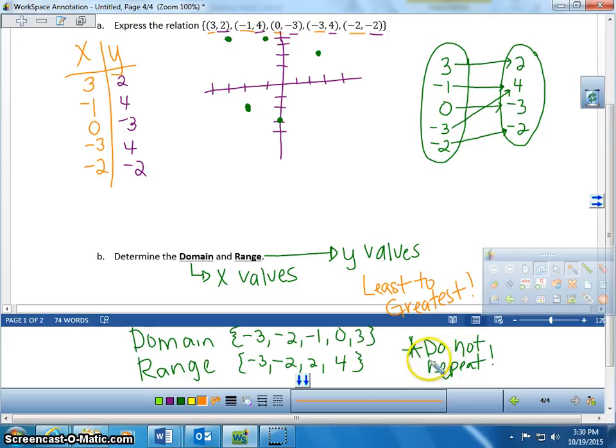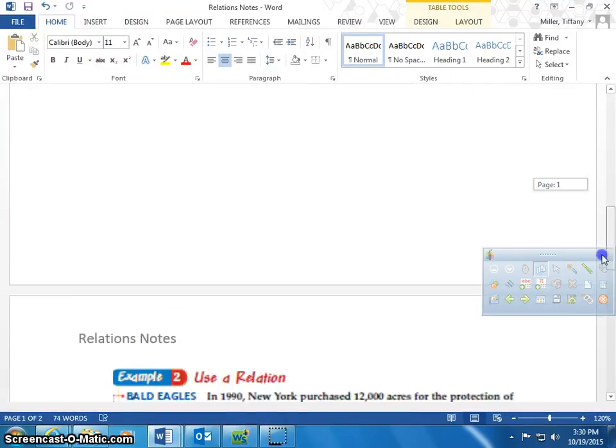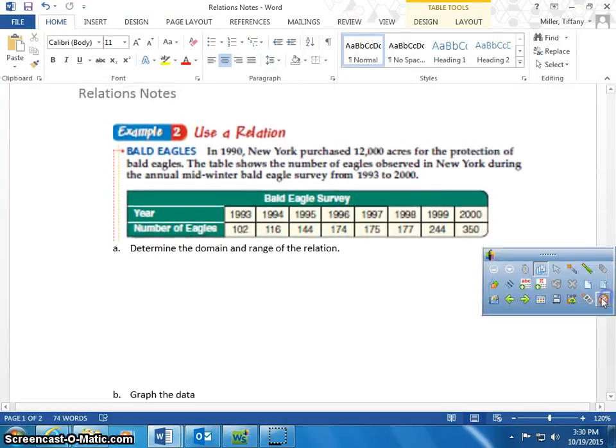All right, so that is a relation on the back side of your paper. You're now going to do that again right here. You are going to use this information about bald eagles, determine the domain and range, graph the data, and then you're going to find out what conclusions you might have from the graph. So take about 3 minutes and do that.